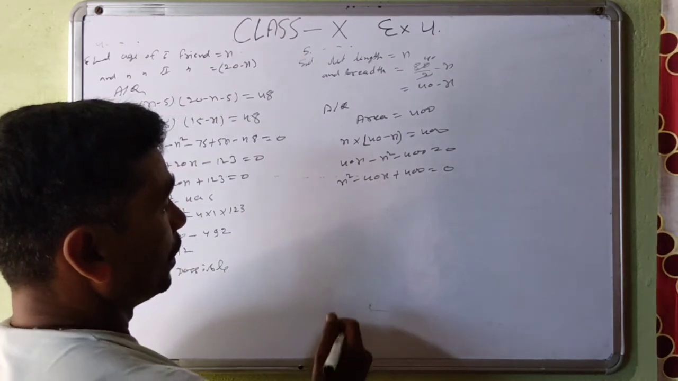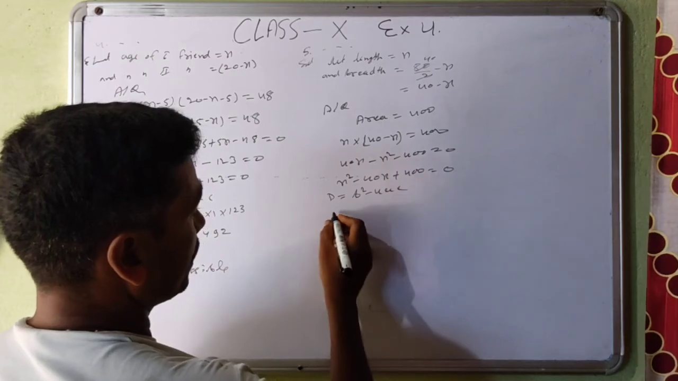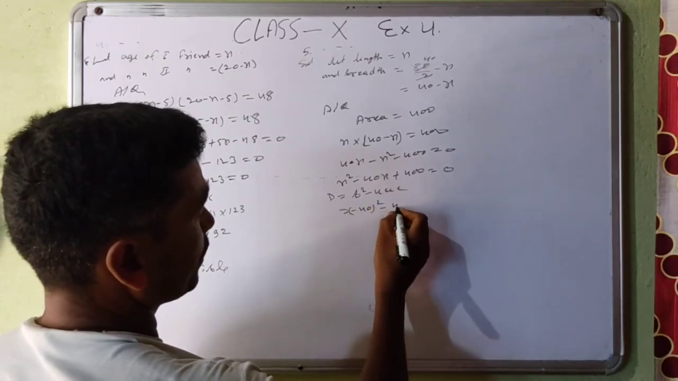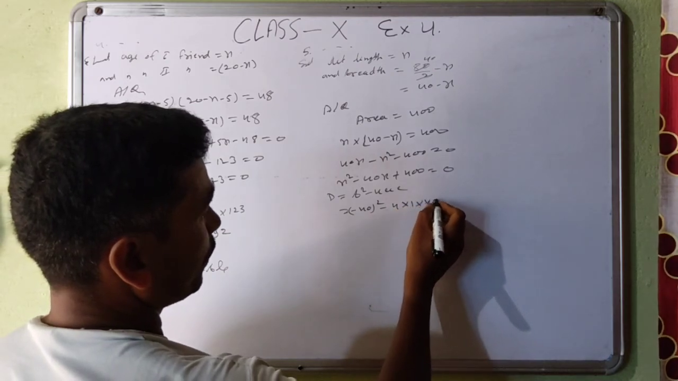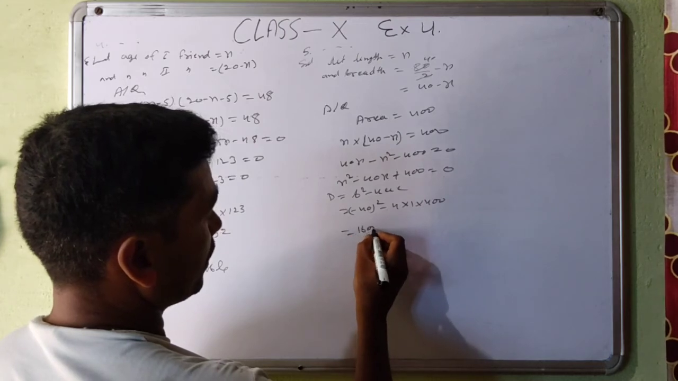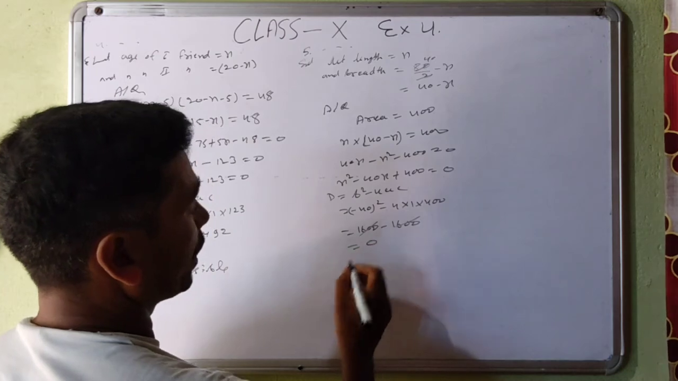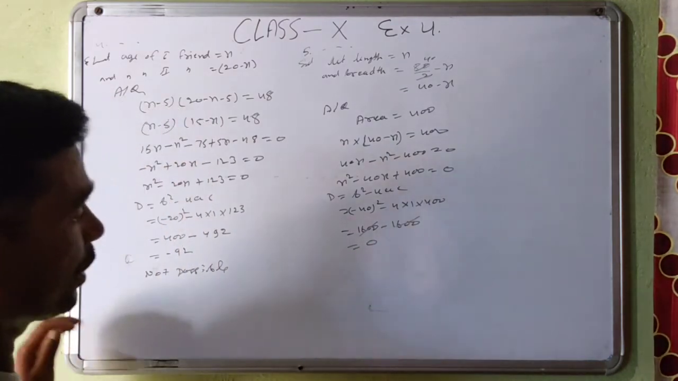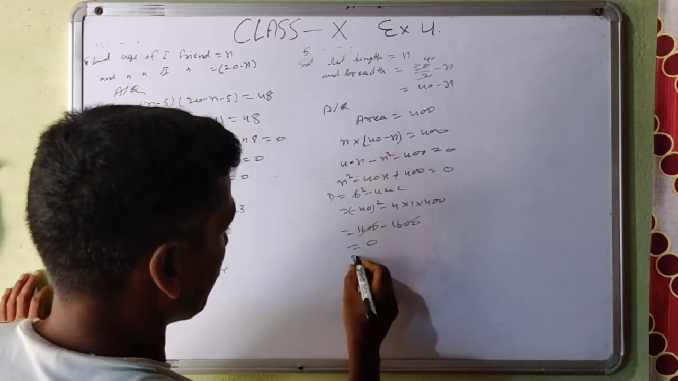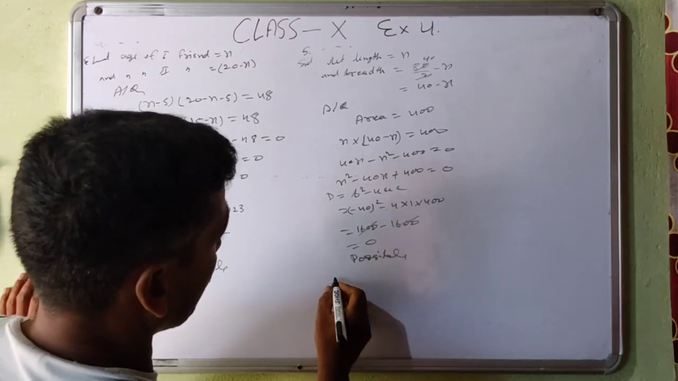Now we will check D is equal to b square minus 4ac. So b is minus 40 square minus 4 into 1 into 400. So 1600 minus 1600 is 0. That is two equal real roots, so it is possible. So we will solve that solution also.